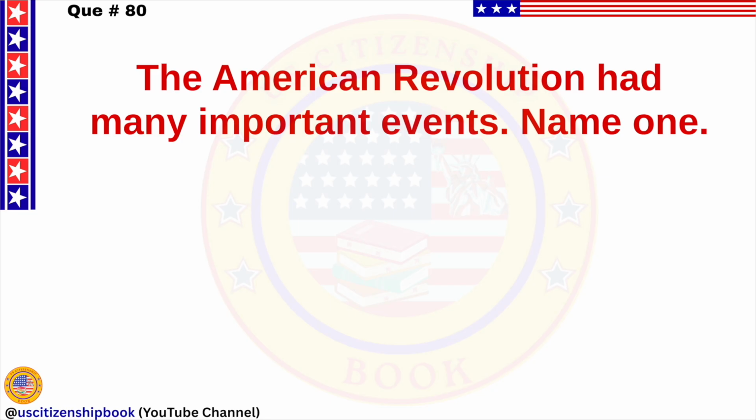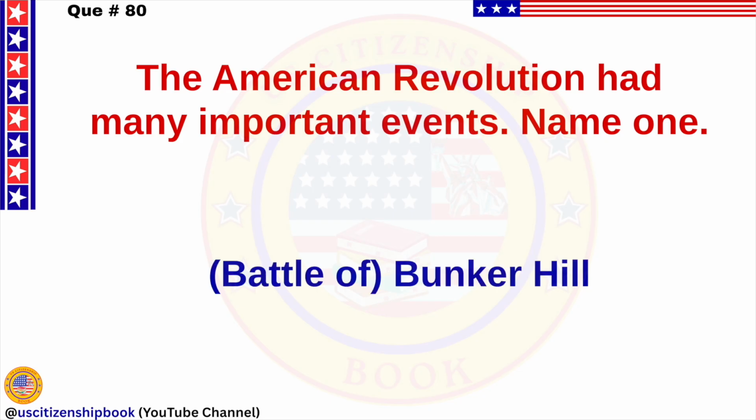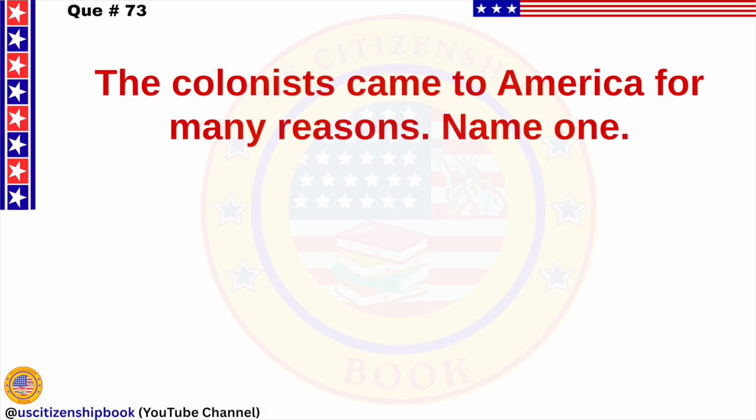The American Revolution had many important events. Name one. Battle of Bunker Hill. The colonists came to America for many reasons. Name one. Freedom.